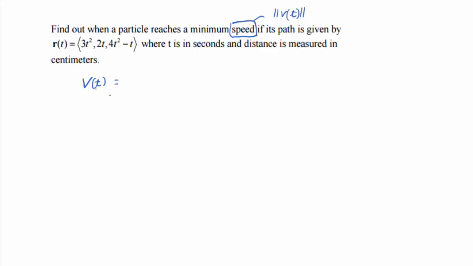Inside out, so v of t is r prime of t. So what is that going to turn out to be? 6t, 2, and then 8t minus 1? Okay. And then what is the magnitude of that thing?